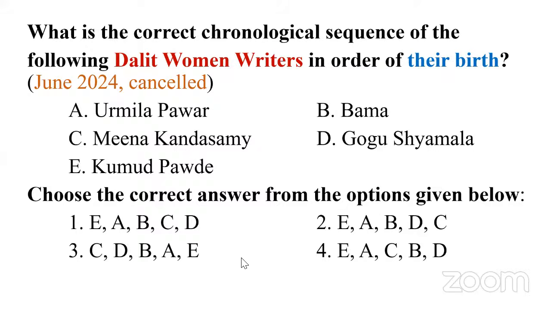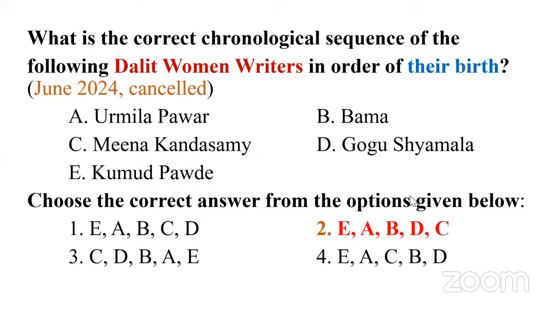So who could be the most recent one? If you know that, then definitely you know the answer. If you're aware of Meena Kandaswamy, then she should be the youngest. Then the answer is 2. So that's the order E, A, B, D, C. So Kuman Pawar, then comes Urmila Pawar, then B, Bama, D, Gogu Shyamala, C, Meena Kandaswamy.